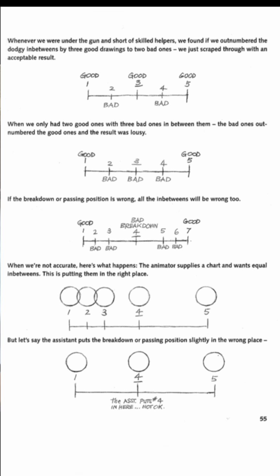When we are not accurate, here's what happens. The animator supplies a chart and wants equal in-betweens. This is putting them in the right place. But let's say the assistant puts the breakdown or passing position slightly in the wrong place. Drawings 1, 4, 5, and 4 is in the middle. The assistant puts number 4 in here, not okay. If it's only 1, 4, 5, and not 2 or 3 without it.